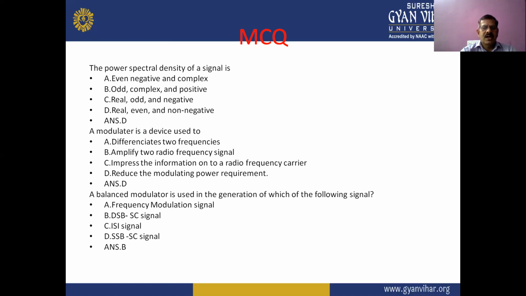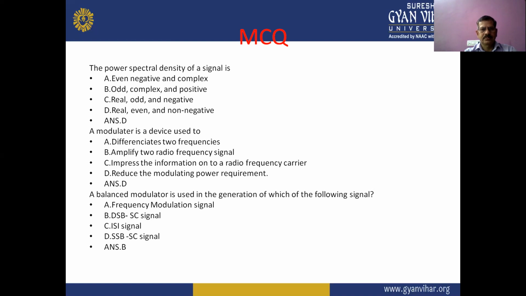So here the correct answer is D. The modulator is a device used to reduce the modulating power requirement. So this is the function, or the working, of the modulator as a device used to reduce the modulating power requirement in the modulation technique.